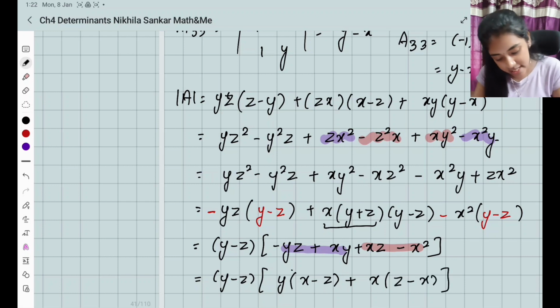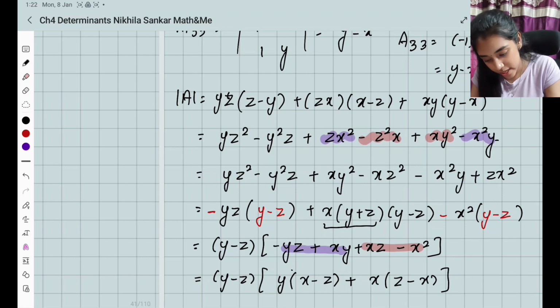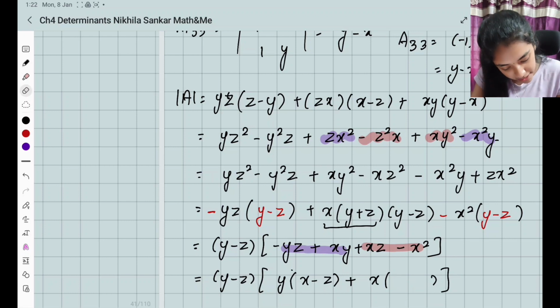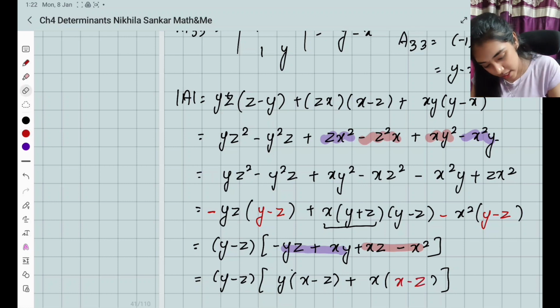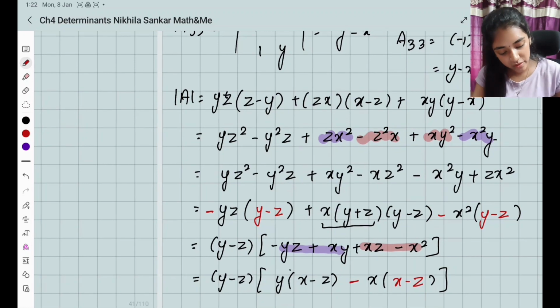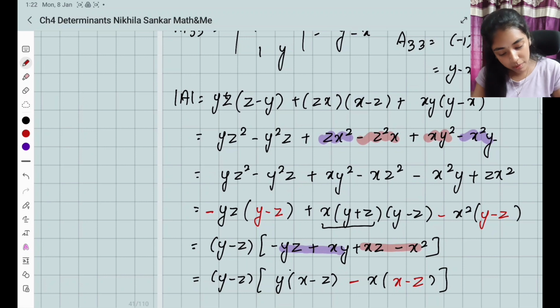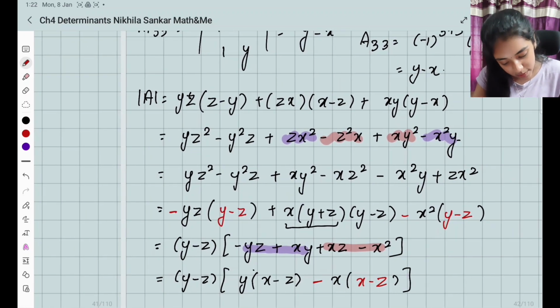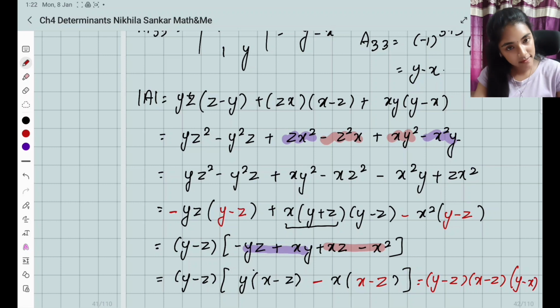Now z minus x is there, and here x minus z is there. So what am I going to do? I'm going to erase this z minus x and make it as x minus z. When I make it x minus z, the positive sign becomes a negative sign. Correct? Understood? It was z minus x. I took the minus outside, so I have written it as x minus z. Now from this term can we take x minus z common again? So when I do that, I have y minus z times x minus z times, now what is in the bracket? y minus x. Okay? So this is going to be the final answer.